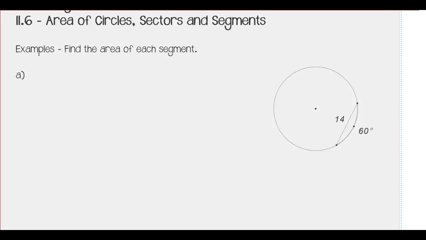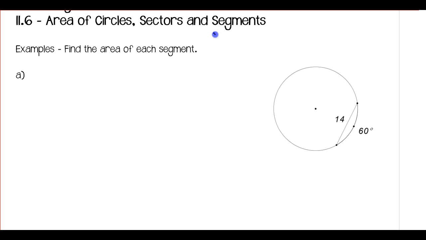This is Mr. Martin. These are the Geometry Honors Notes for Section 11.6. We're going to be talking about area of circles, sectors, and segments. And we're going to look at three examples. Although we're really not going to talk about the area of circles, it's kind of involved. We're mostly going to be talking about area of sectors.